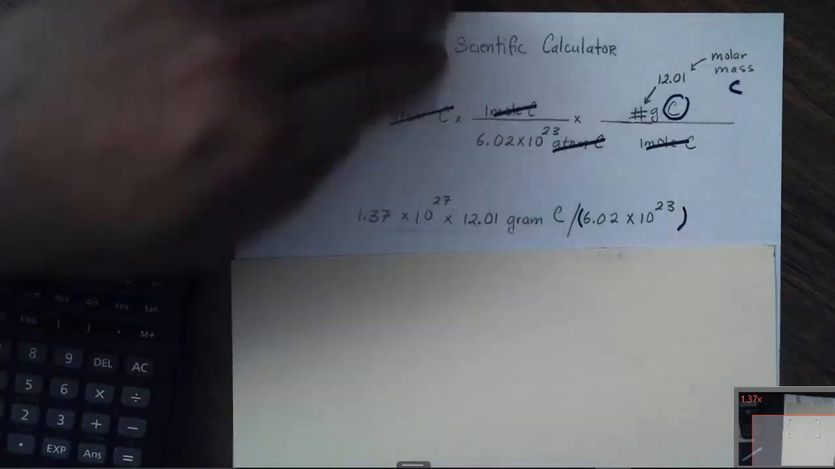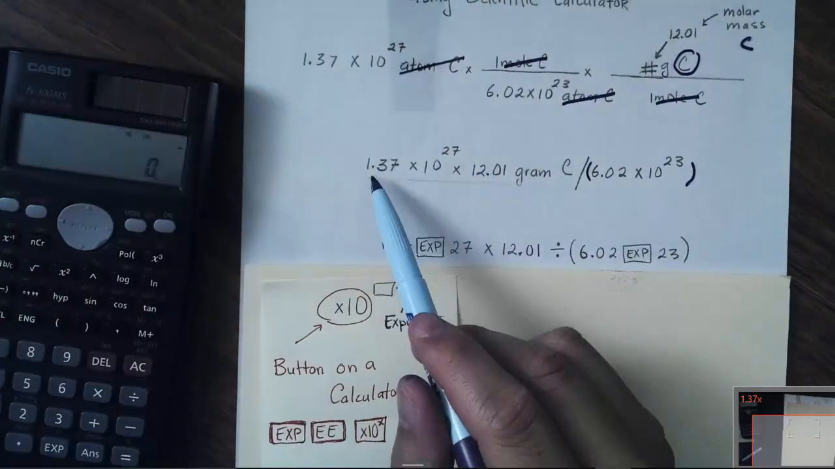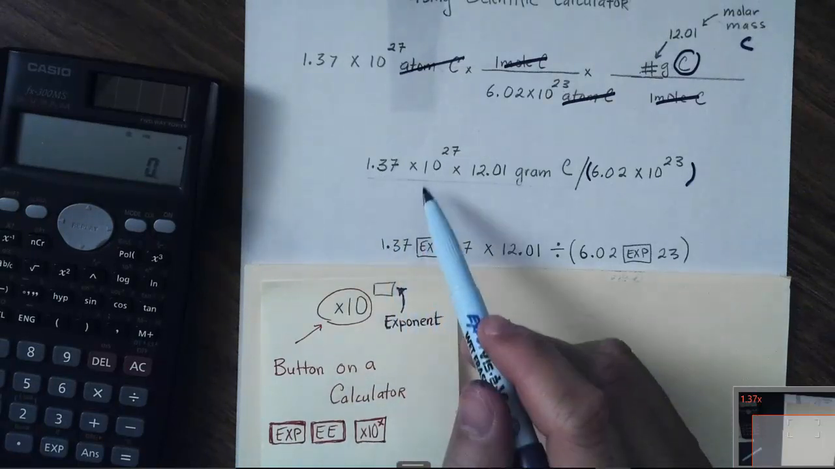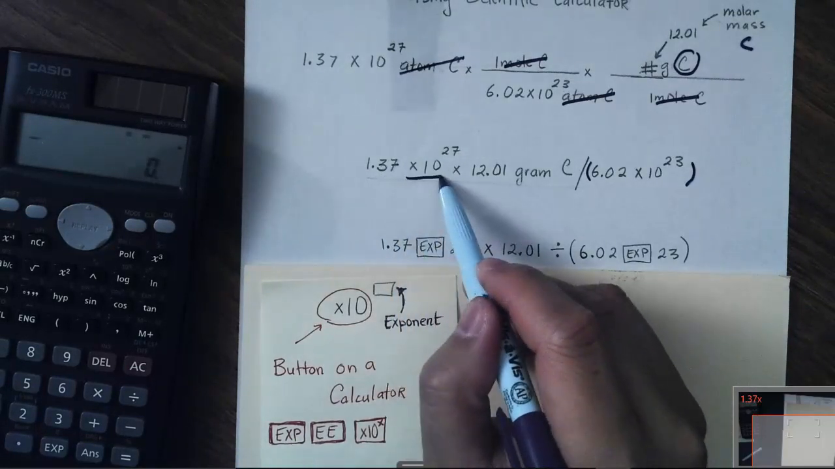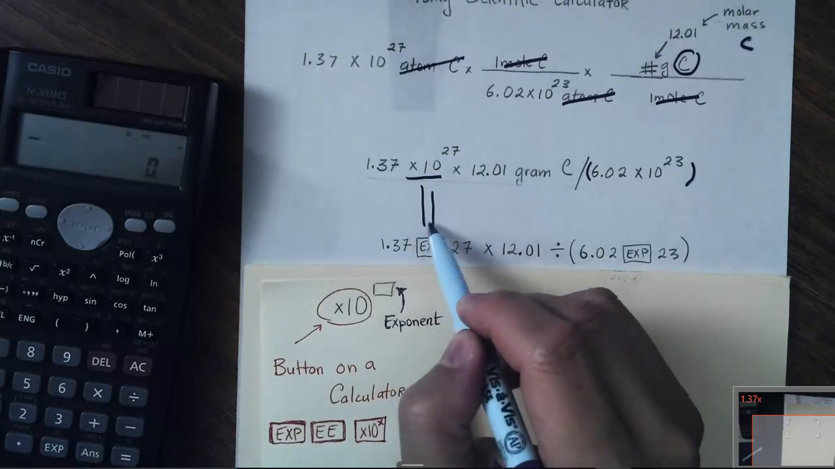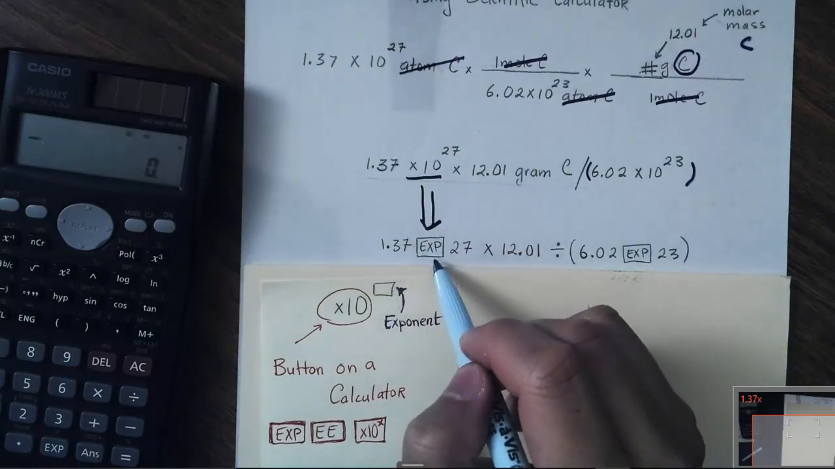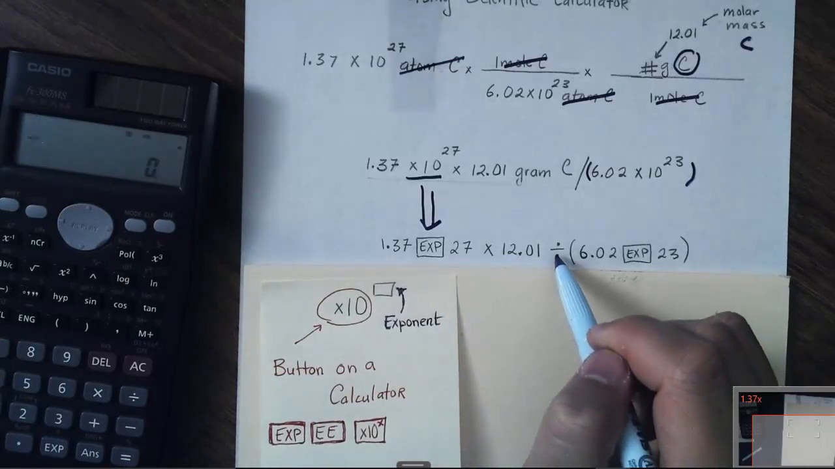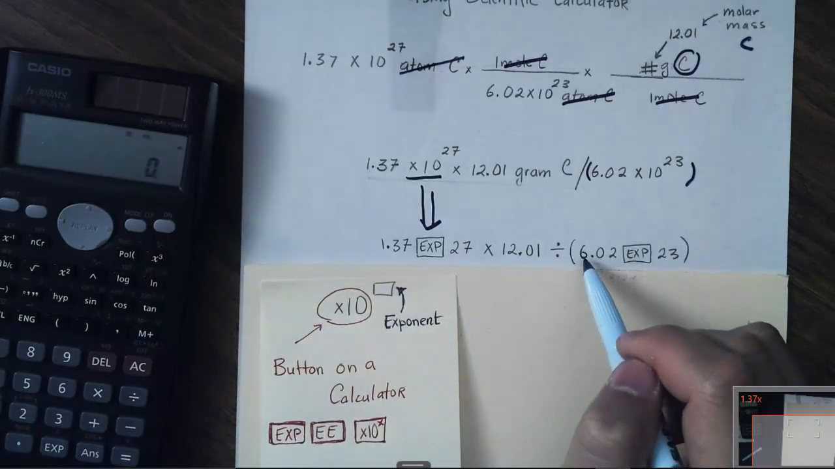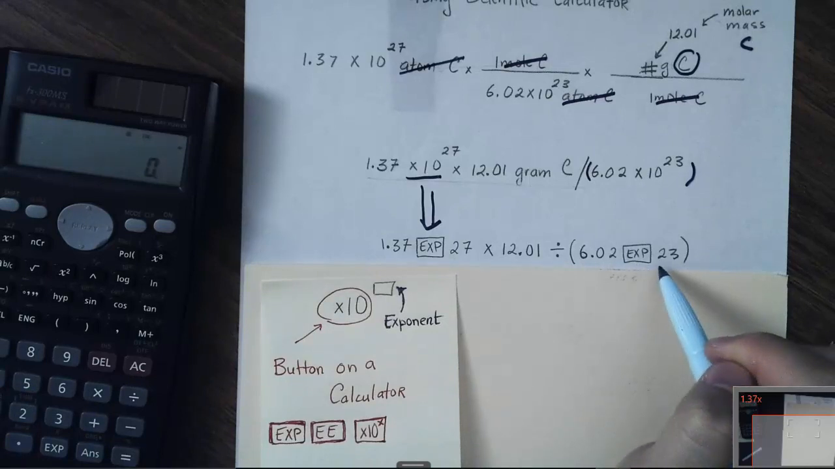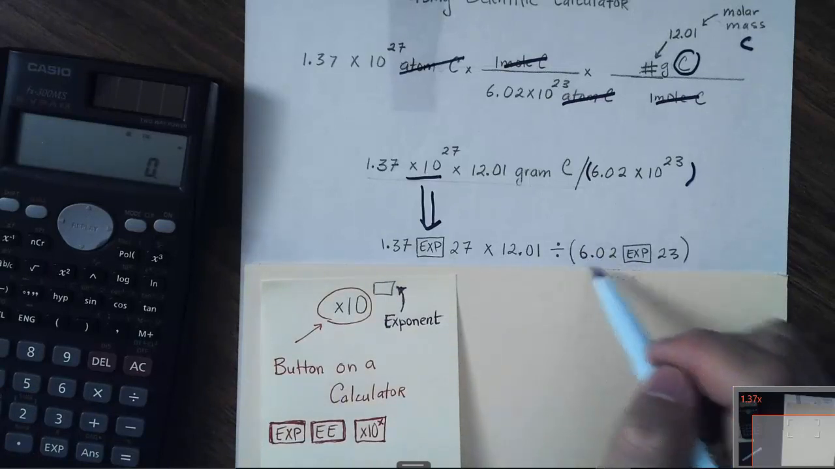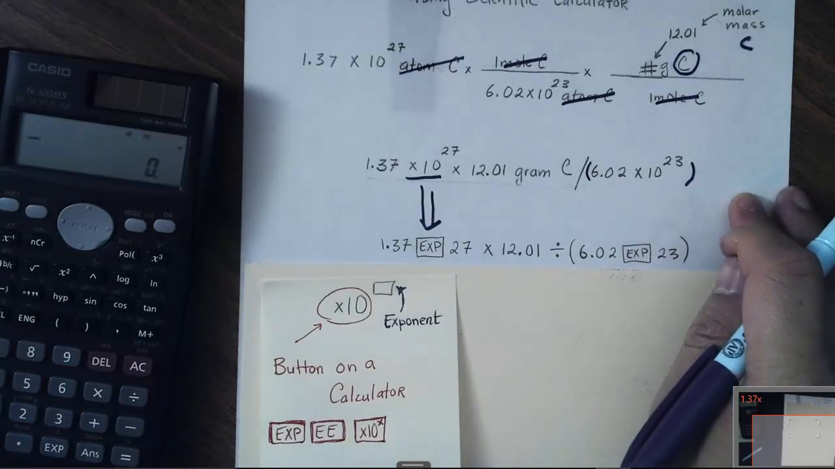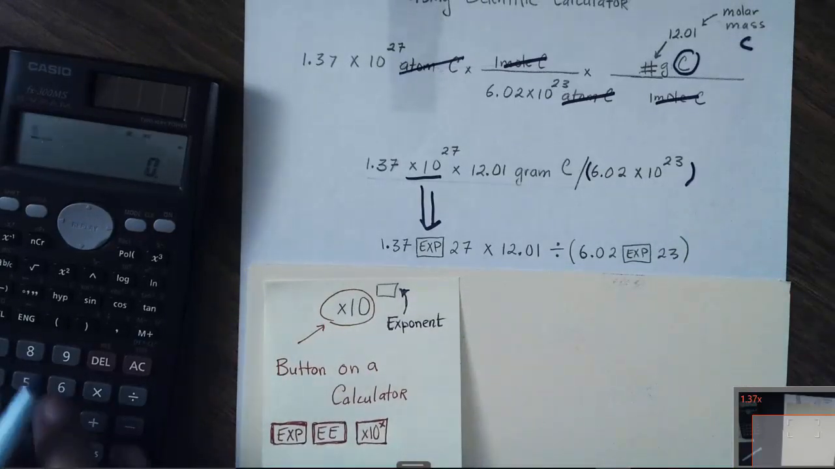And how will we plug this into the calculator? To plug in the calculator, we have 3.7, and again, this times 10 to the power is represented by the button EXP 27 times 12.01 divided by parentheses 6.02 EXP button 23. Always try to parenthesize all the numbers on the bottom just to be safe. And once we do that, let's plug it in the calculator.